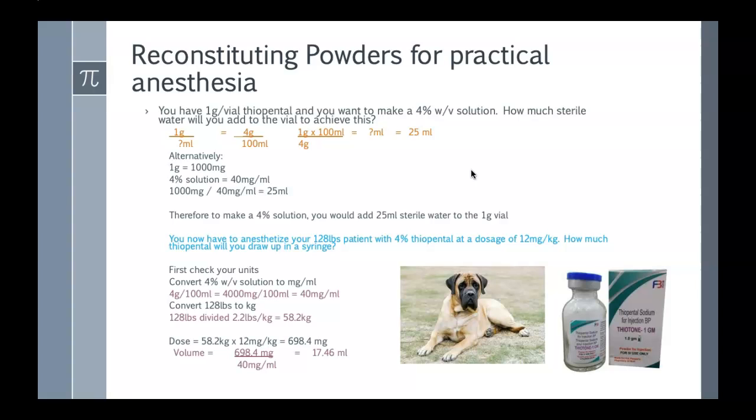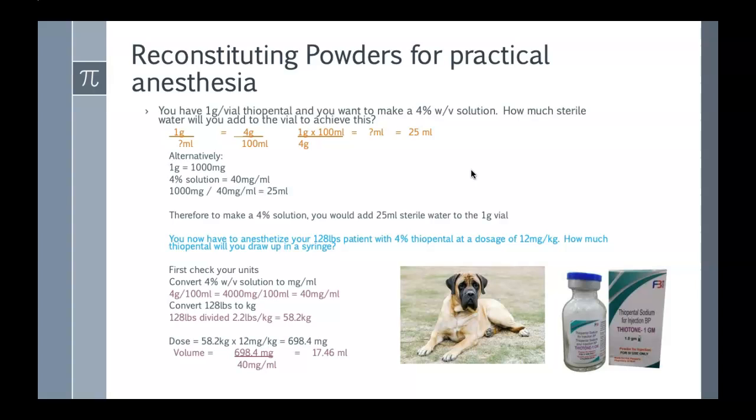So now I've made a 40 mg per mil solution, right? I've got a 4% solution. And I need 698.4 milligrams. So I'm going to take 698.4 milligrams and divide it by my 40 mg per mil solution. And that leaves us with 17.46 mils. So that's a 4% solution. We could increase the percent solution if we want to give a smaller volume. So we could make it a 10% solution to give a smaller volume in the end, etc.